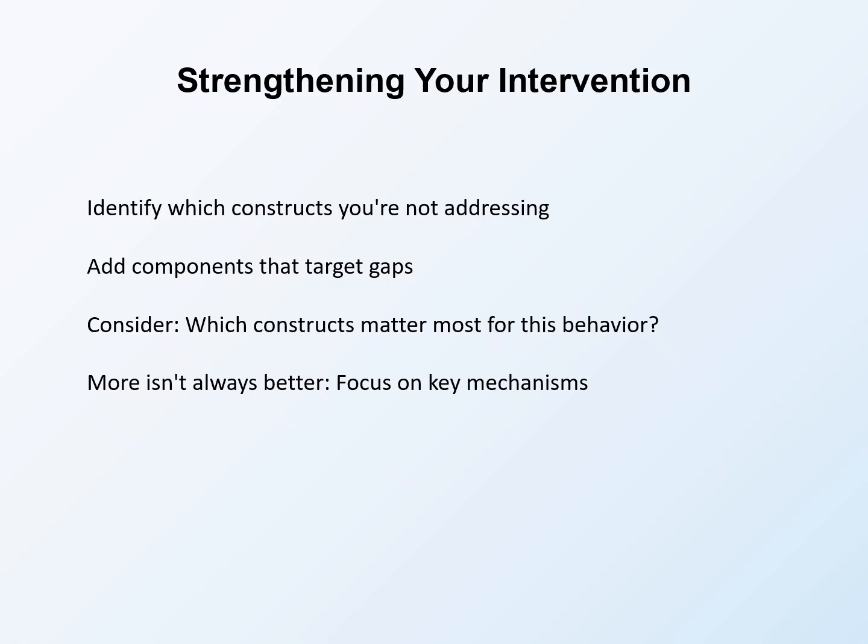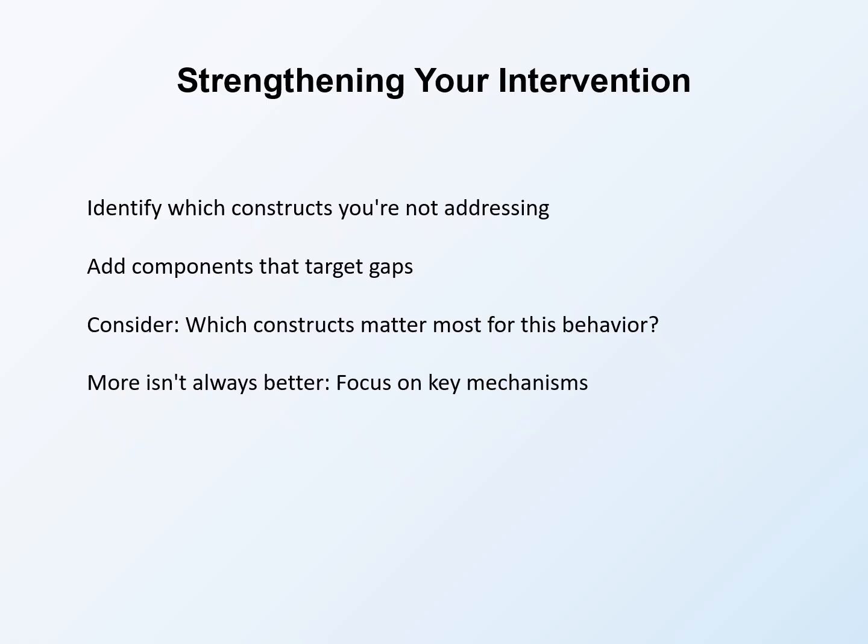Use theory mapping to strengthen your intervention. Identify which constructs you're currently not addressing. If perceived barriers matter but you have no barrier reduction component, that's a gap. Add components that target gaps. Every theoretical construct doesn't need a dedicated activity, but important ones shouldn't be ignored.